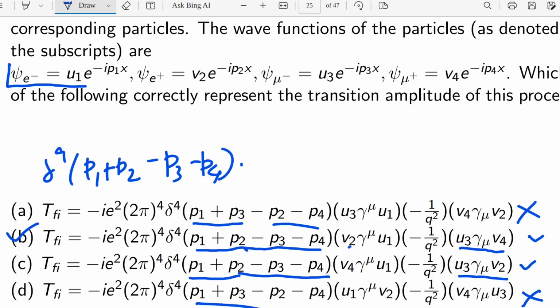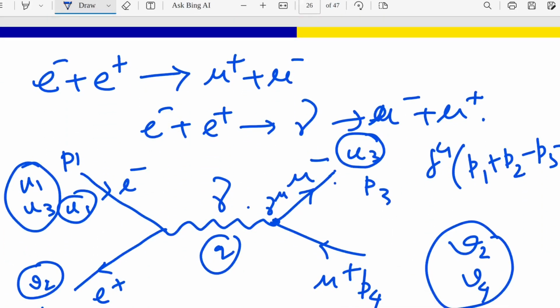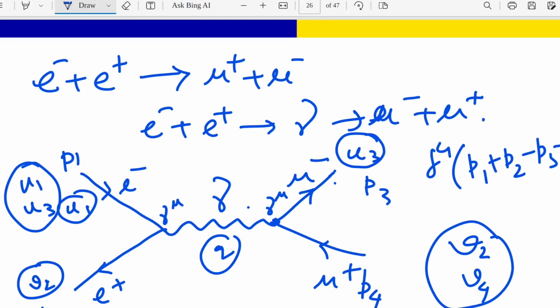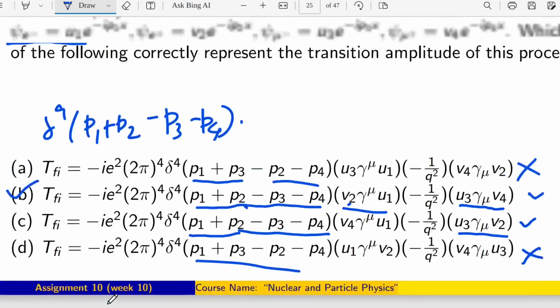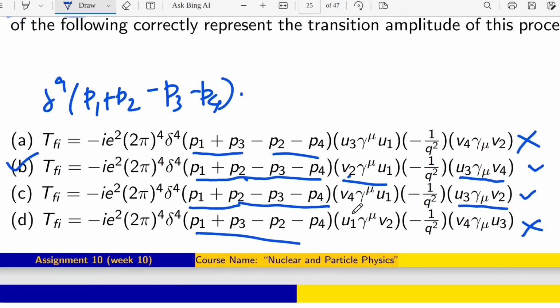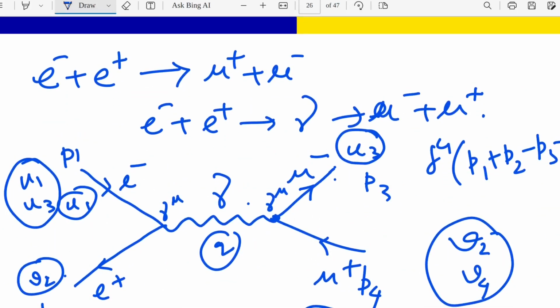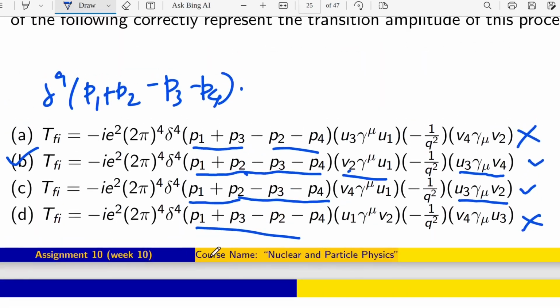Now you can come to this vertex here, v2 gamma mu u1. Here this is v2, this is gamma mu again, and u1. v2 gamma mu u1 is fine. But v4 gamma mu u1 is not correct. Check v4 gamma mu u1: this is not a vertex, right? This and this will not make a vertex. A vertex will be like v2 gamma mu u1. Similarly u3 gamma mu v4 will also make a vertex. So the B1 option will be the correct one.